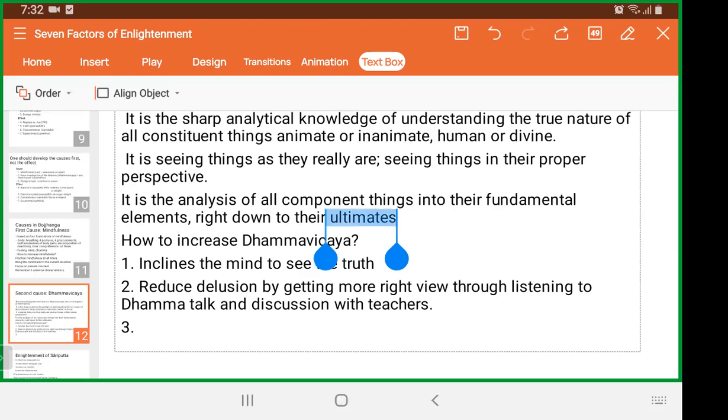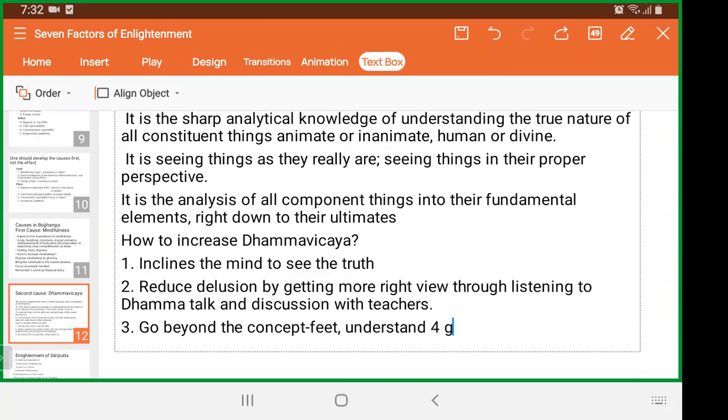That's correct. It means that, like just now we said, go beyond the concept. The concept, for example, the concept of feet. So you see and understand, like you say, the 4 elements: hardness, heaviness, the pushing, the going forward.